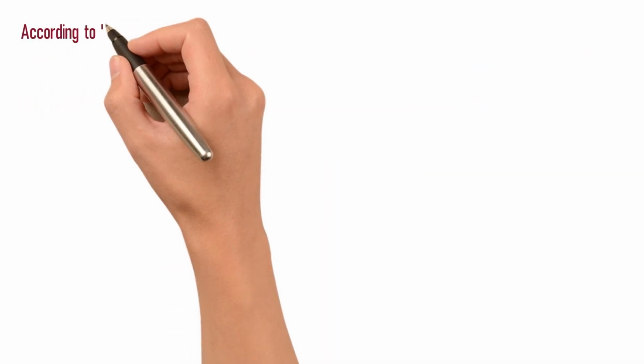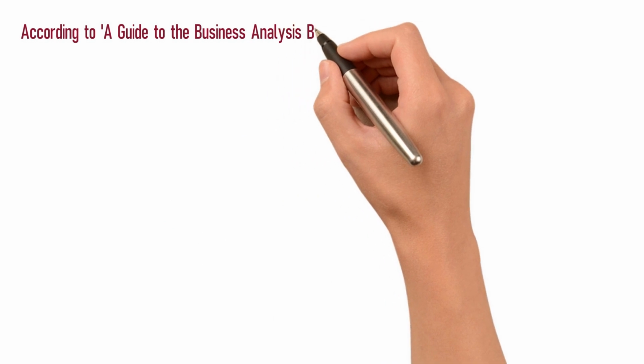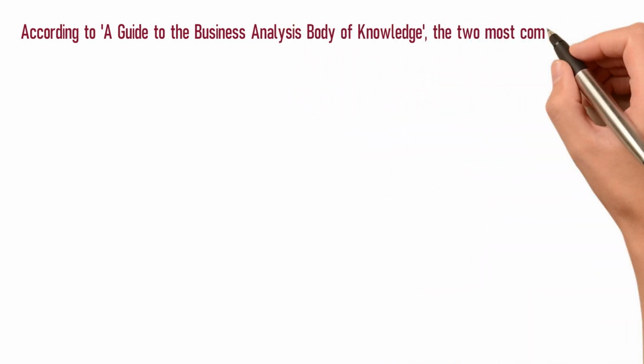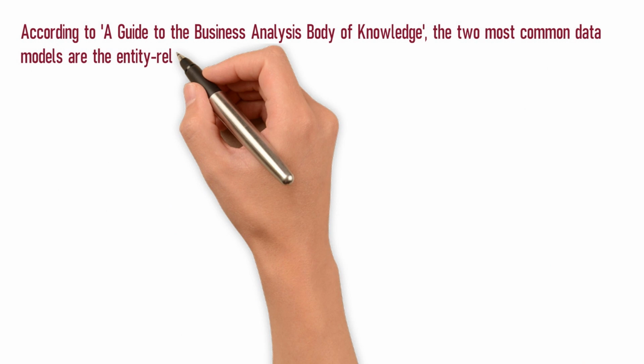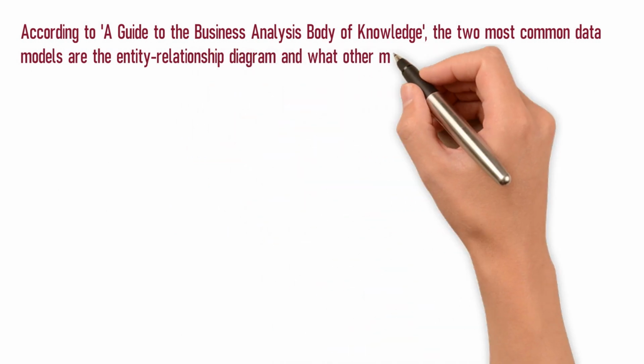Question 2. According to A Guide to the Business Analysis Body of Knowledge, the 2 most common data models are the entity relationship diagram and what other model?